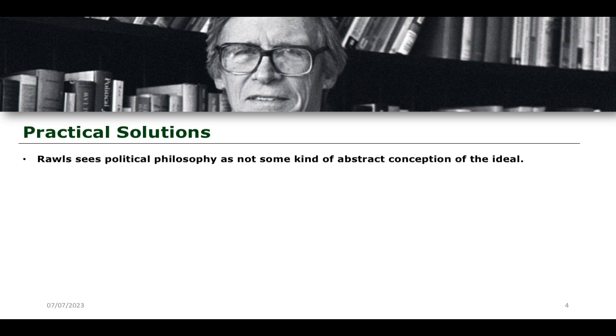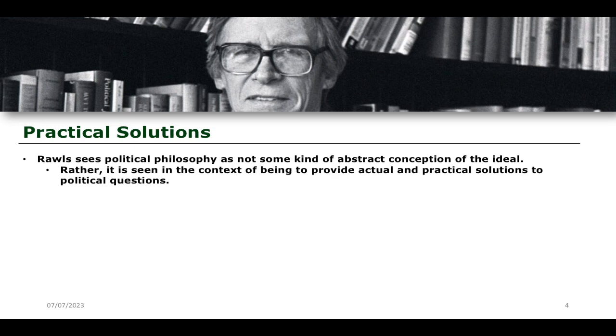But instead, he is talking about what is described, and how he does describe this in The Law of Peoples, as a quote-unquote realistic utopia. It is seen in the context of being able to provide actual and practical solutions to political questions, and also to political problems. It's all well and good talking about utopian societies and talking about how society ought to be constructed in such a way, barring any kinds of limitations that are placed on it.